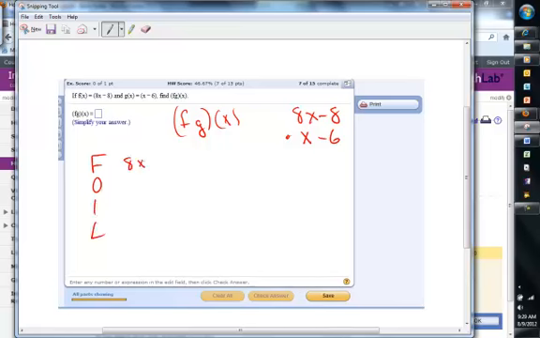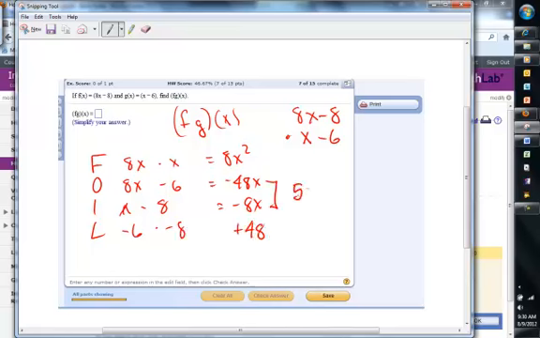First, 8x times x is 8x squared. Outsides is 8x times negative 6 is negative 48x. Insides is x times negative 8 is negative 8x. And lasts is negative 6 times negative 8 is positive 48. These two combine to be negative 56x.